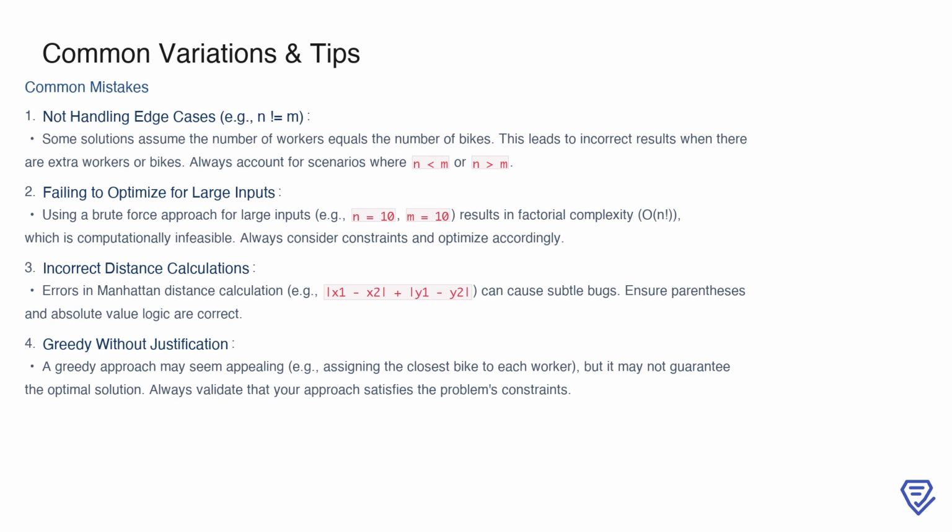The Manhattan distance formula, which is the sum of the absolute differences between the x and y coordinates, is simple but prone to subtle bugs if parentheses or absolute values are misapplied. Finally, using a greedy approach without proper justification can lead to suboptimal results. While assigning the nearest bike to each worker may seem intuitive, it doesn't always lead to the globally optimal solution. It's crucial to validate that your approach aligns with the problem's constraints before relying on such strategies.